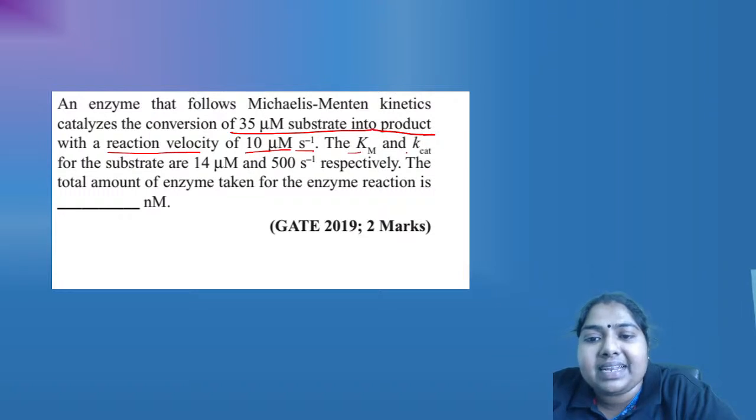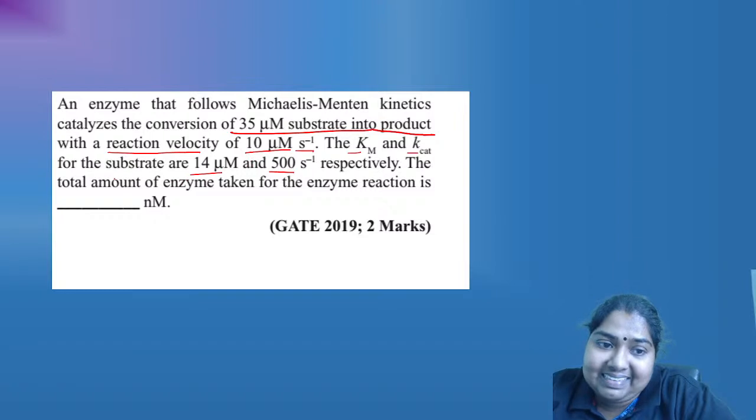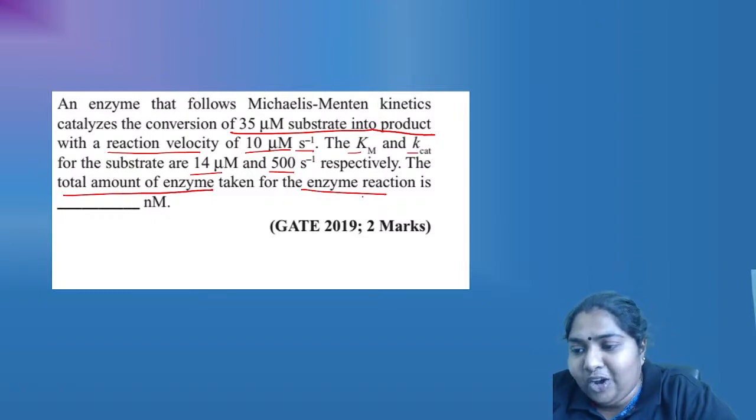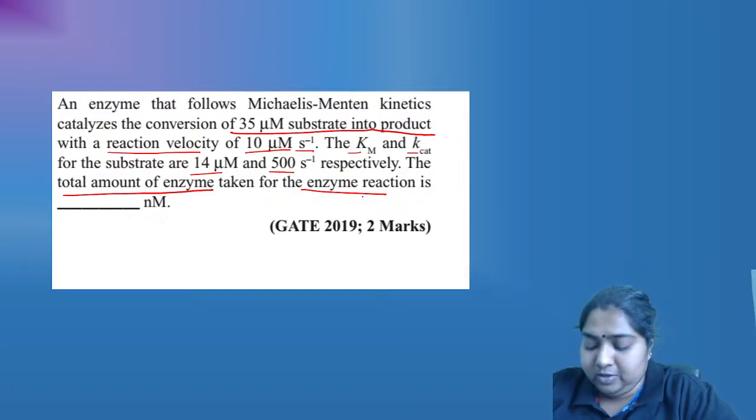The Km and the Kcat they have given. Now they are asking the total enzyme that is taken for the reaction. So two formulas we have to use. One is Km, which you have to find out by using your equation. And next you have to know the relation between your Kcat, E and Vmax. Only two formulas to solve this question. Everybody give a try for this question.